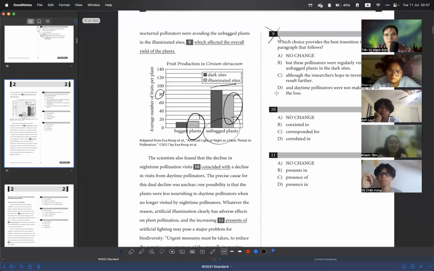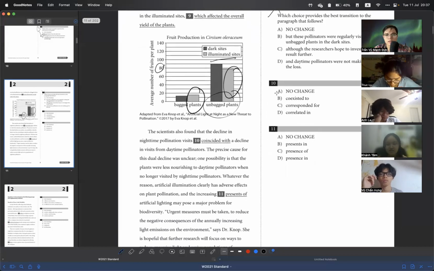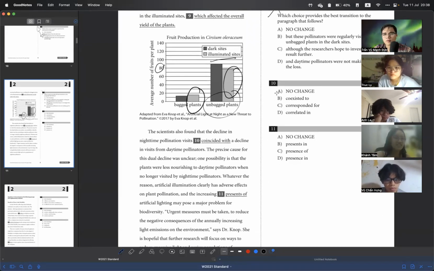And next up is the 10th question. Hung, can you do it? Yes, 10 is A, no change. No change. How about correlated in? The collocation is wrong. It's with. Correlated with, not in. Correlated with.